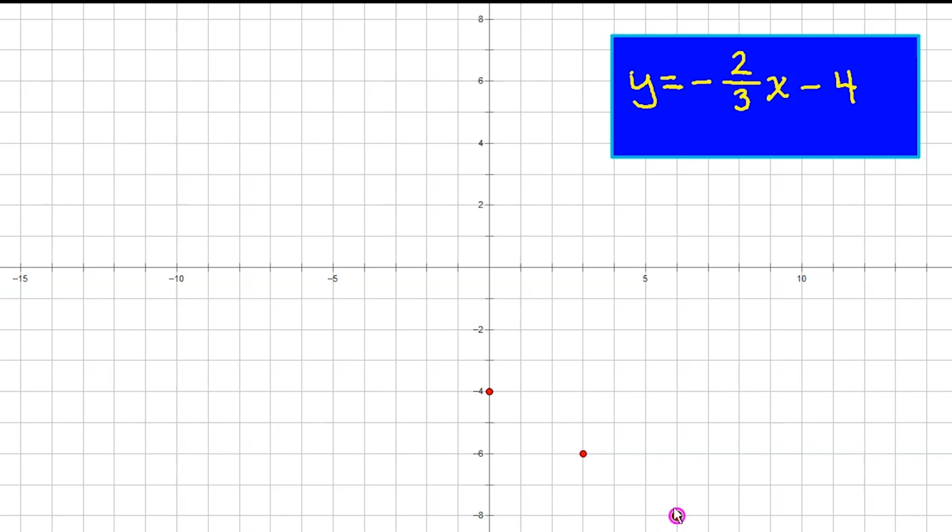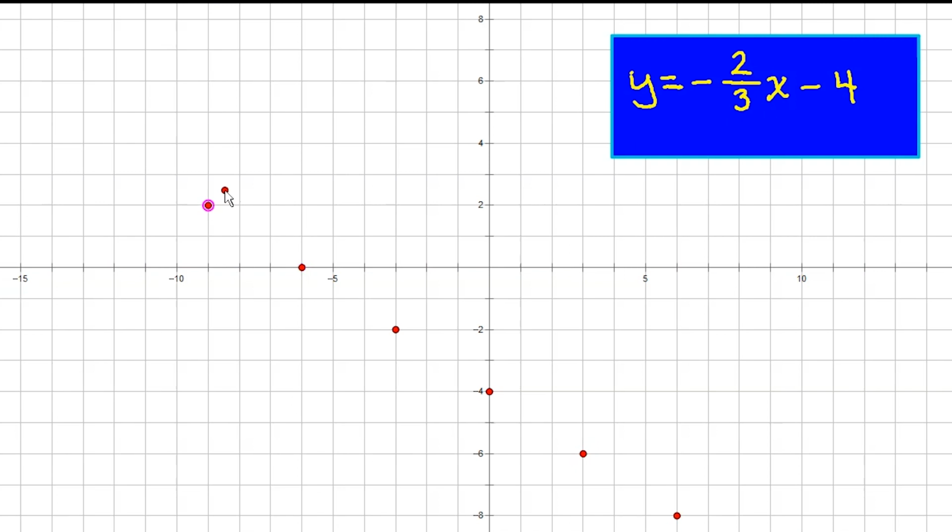Now, just like last time, you can do the opposite if you want to go the other way. Instead of going down 2, we can go up 2. And then instead of going to the right 3, we can go to the left 3. And we just plot a whole bunch of points. Now, again, we only need to plot 2 points to make a straight line. But just for the sake of example, I'm going to show you how to do a whole bunch of points. So up 2 to the left 3.